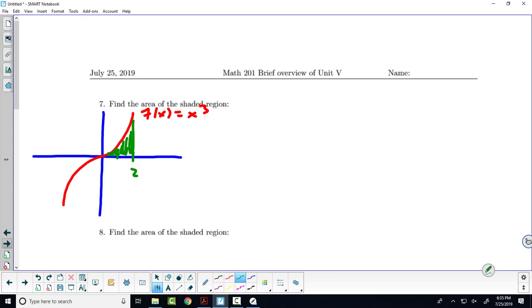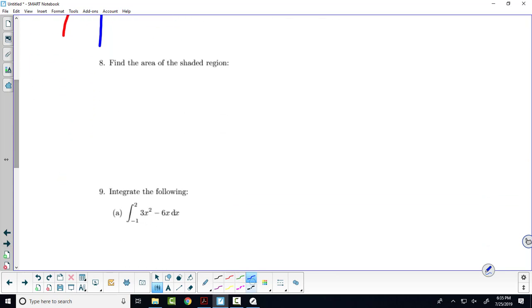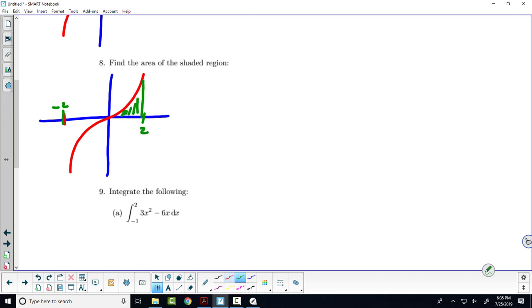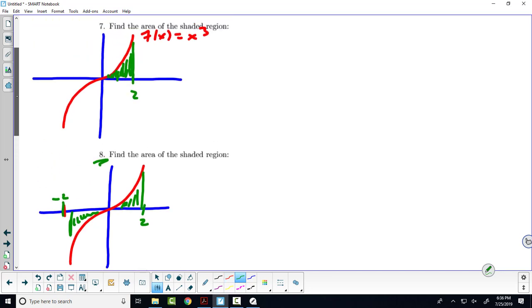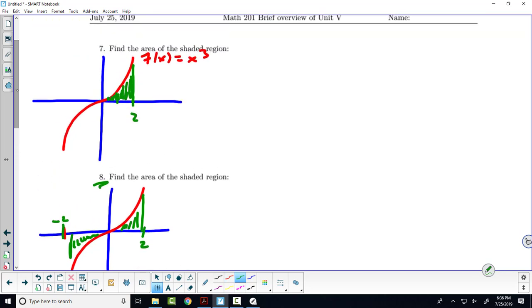You've got all the tools you need. Check with your neighbor. Make sure you're on the right track. You'll get an answer of 4. If you get done with that, go ahead and do number 8, which is the same thing with just a little bit more to the region.